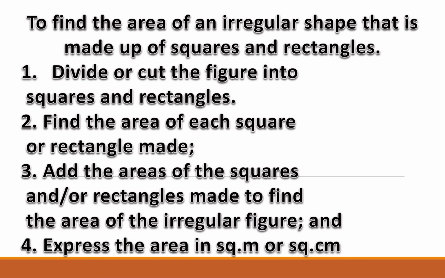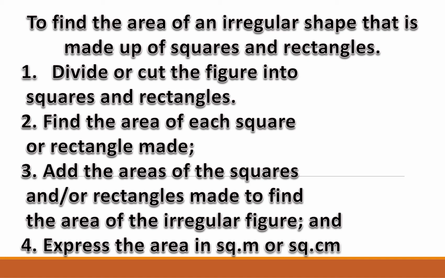Okay, now, to find the area of an irregular shape that is made up of squares and rectangles, number one rule is to divide or cut the figure into squares and rectangles. This is how you construct squares and rectangles using that irregular figure. For number two, find the area of each square and rectangle made.